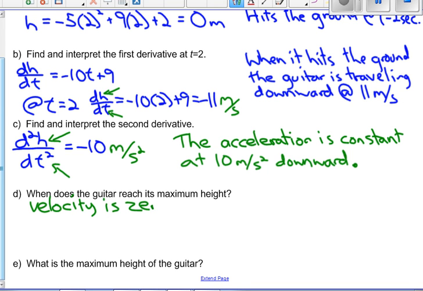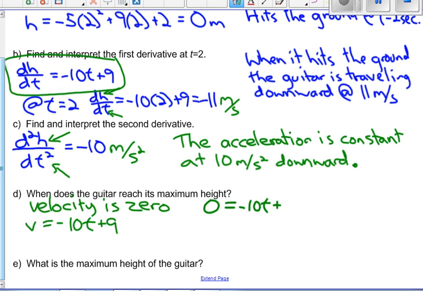And which function is velocity? The first derivative is velocity. That we found right here. So if we set velocity to be 0, we'll have 0 equals negative 10t plus 9, or 10t equals 9, or t equals 0.9 seconds.